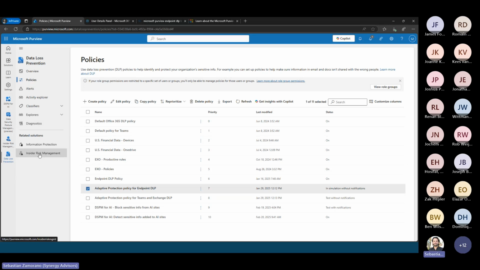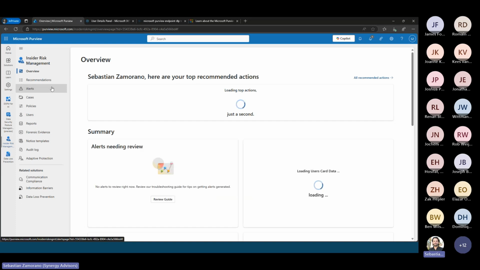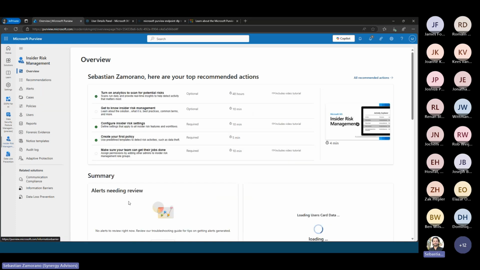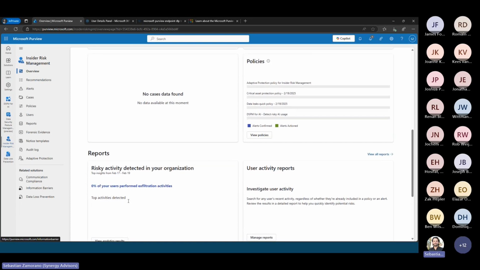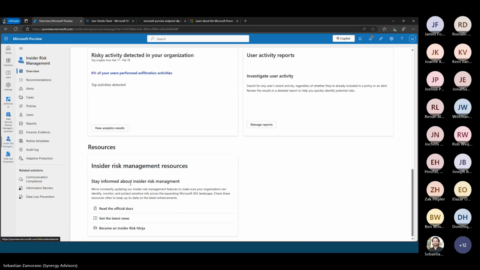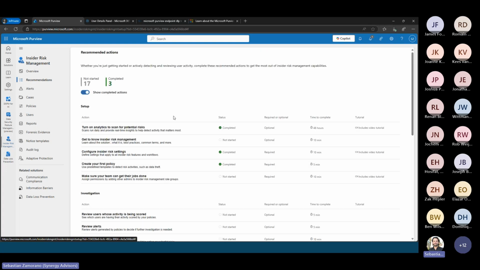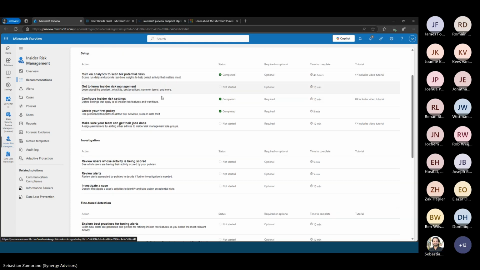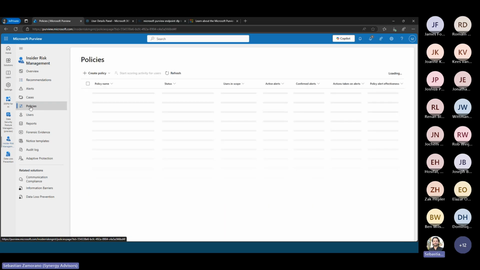In the case of insider risk management, we can use the recommendations part, or also go under the policies. Microsoft made some changes and permits creating some quick policies, and that can be very helpful. Again, I can use recommendations. In some cases when you are starting from scratch, you will not see too many recommendations. You can start using the ones that come by default, or under policies.